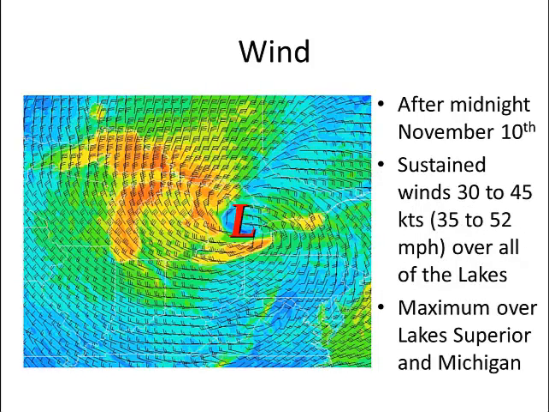Now the storm has reached its peak intensity. It's positioned over southwest Ontario, and the winds over the upper lakes and even into Lake Erie and Lake Ontario are starting to increase. Wind speeds over all the lakes are somewhere between 30 and 45 knots. That's 35 to 52 miles an hour, and again, that is the sustained wind. That doesn't count the gusts. Maximum winds at this point are starting to move over Lake Superior and Michigan.